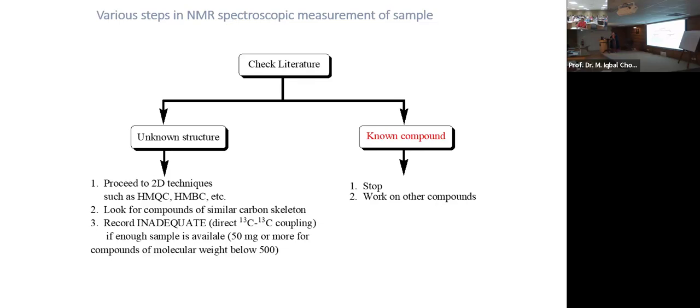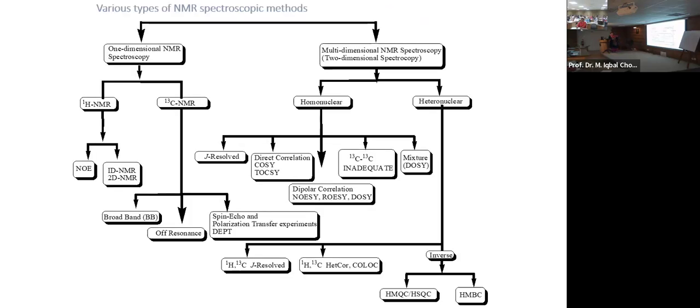And it's a very good technique. You can identify the whole carbon skeleton, but because of C13, it's a very insensitive technique. They are very, very rare, 1.1% natural abundance. So it is a very insensitive technique. If it's a known compound, you don't have to record the 2D spectrum for sure.